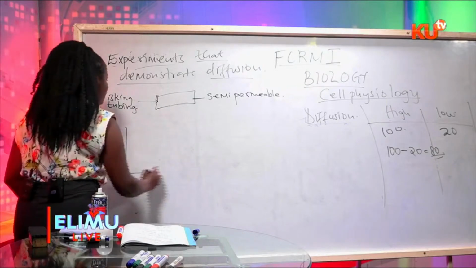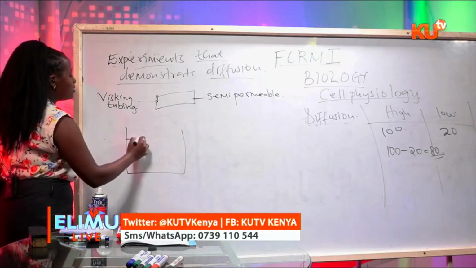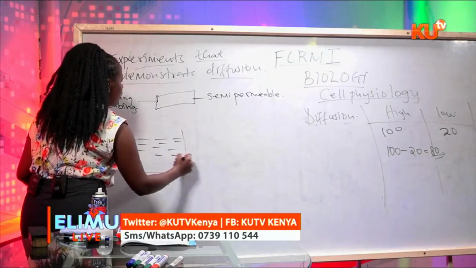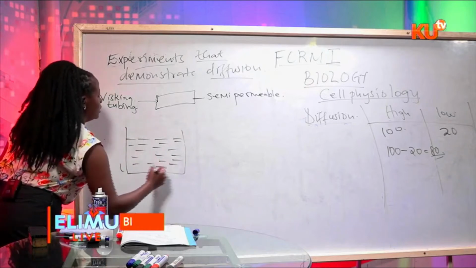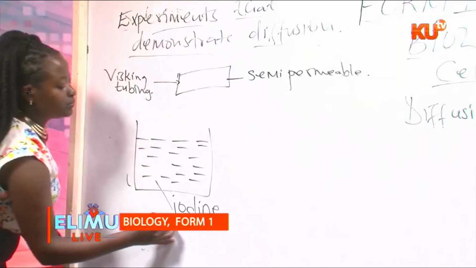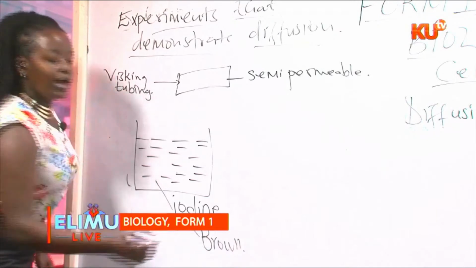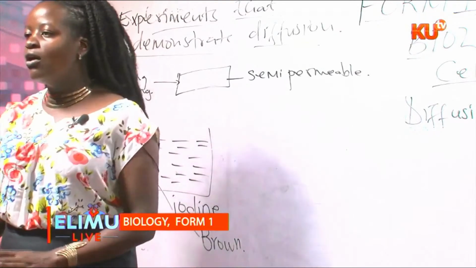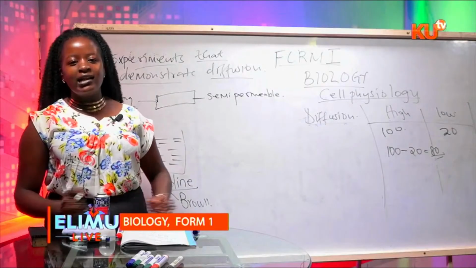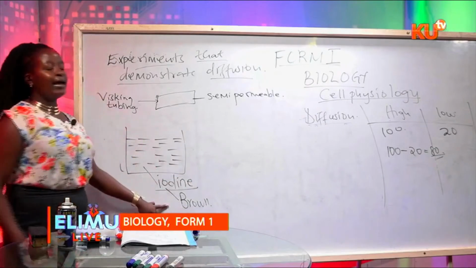Now we have a beaker here, and in this beaker, we have a solution called iodine. Iodine is brown in color. Iodine is a reagent that is used in the lab. It is a dye, and that is why it is brown in color.